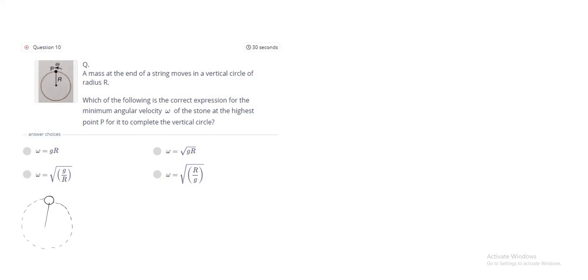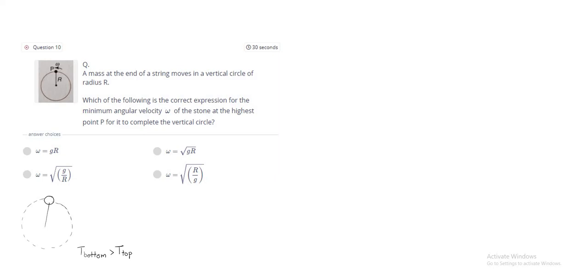If you remember from the tutorial in class, you know that the tension at the bottom will be greater than the tension at the top. We discussed this in the tutorial. Tension at the bottom will be greater than the tension at the top. So this question asks for the minimum angular velocity.